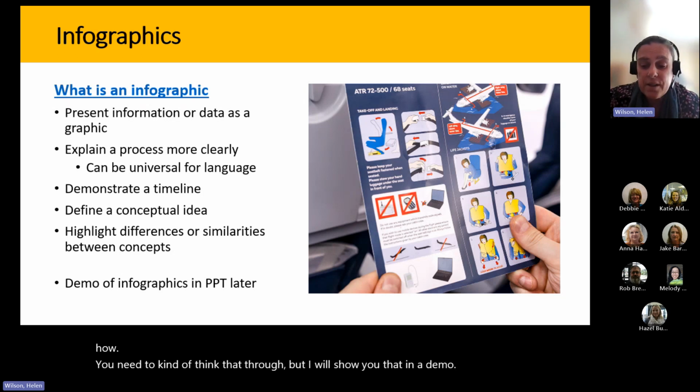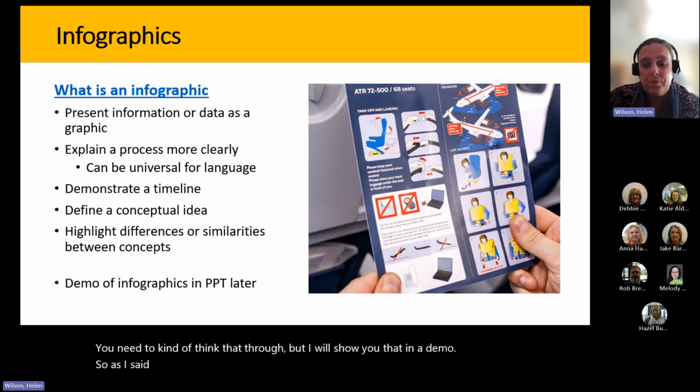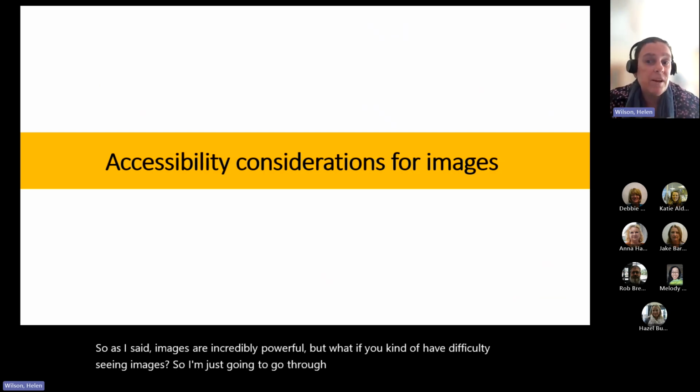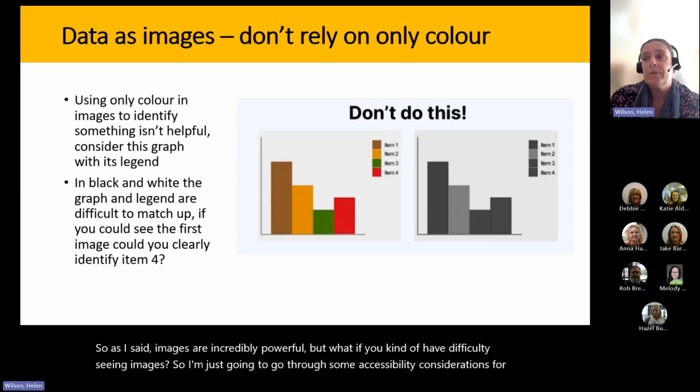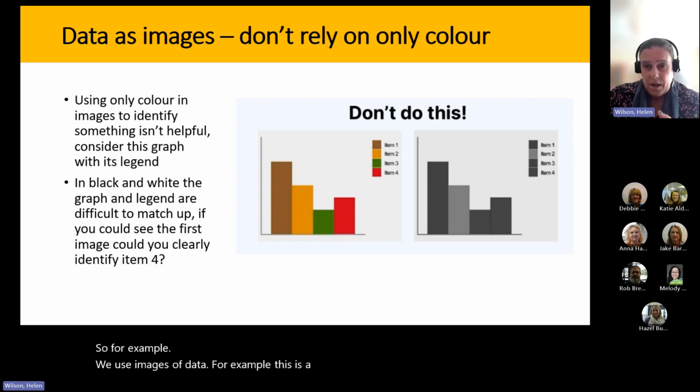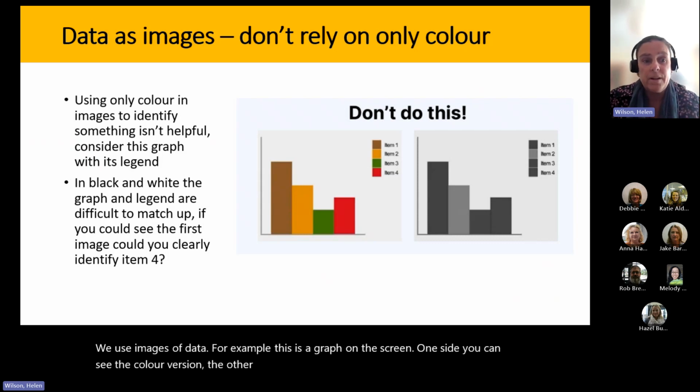As I said, images are incredibly powerful, but what if you have difficulty seeing images? So I'm going to go through some accessibility considerations for images. For example, when we use images of data, this is a graph on the screen. One side you can see the color version, the other side you can see black and white.